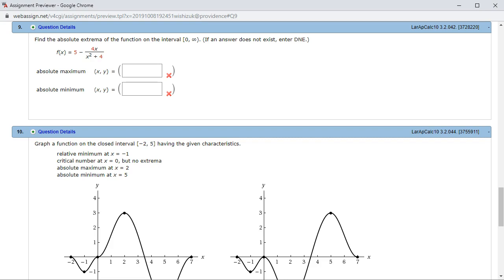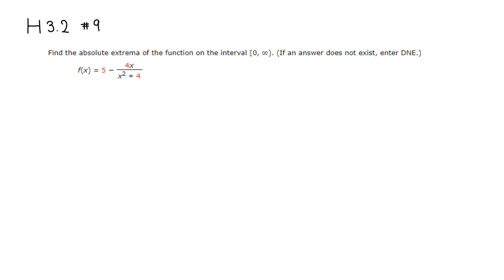All right, let's look at homework 3.2, problem number 9. We want to find the absolute extrema of this given function over the interval from 0 to infinity. So let's do that. Let's find the derivative first.